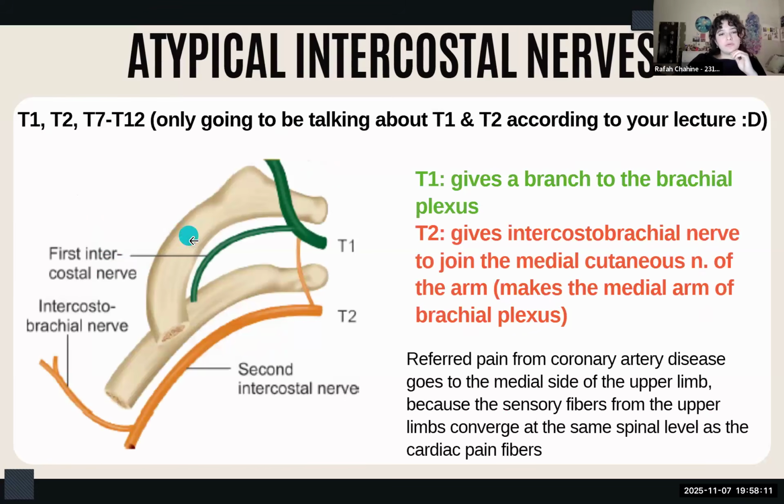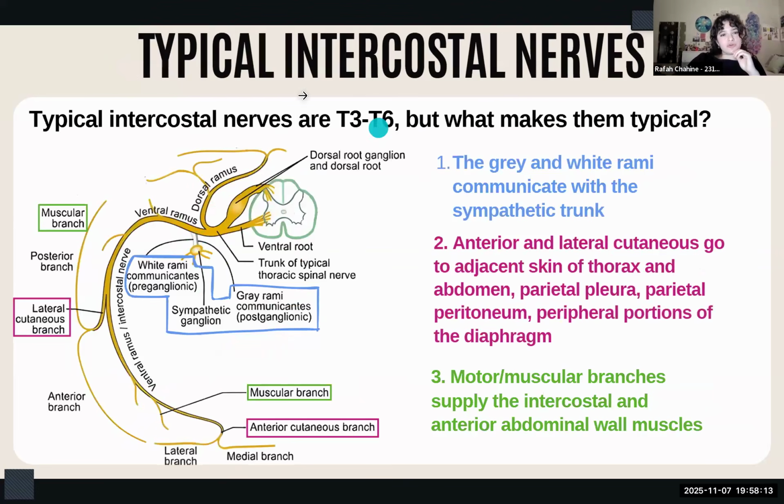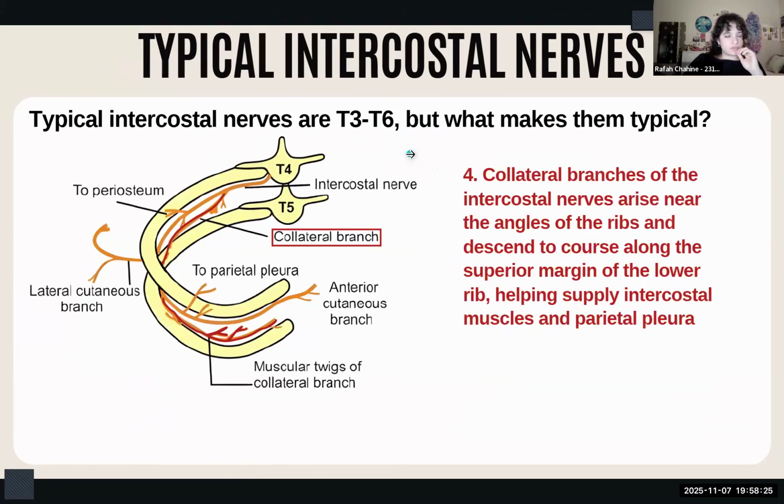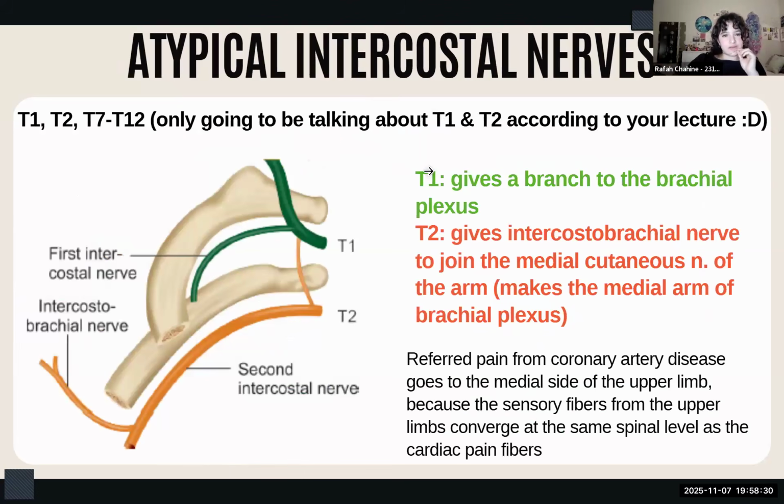Now for the atypical ones. Typical intercostal nerves are T3 to T6. So atypical, what are they going to be? T1, 2, 7, 8, 9, etc. Typical are going to be T3 to T6. I'm going to test you guys about this later, so remember it because I forgot to mention it last time. Atypical intercostal nerves, we said T1 to T2, T7, and T12.